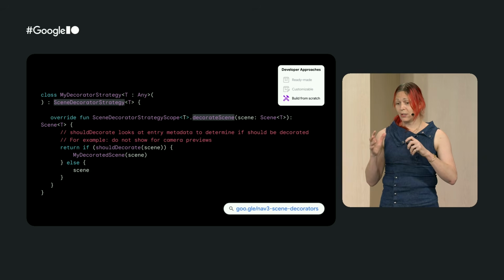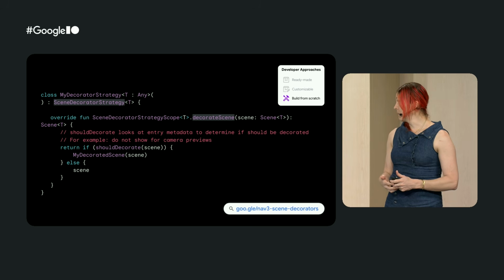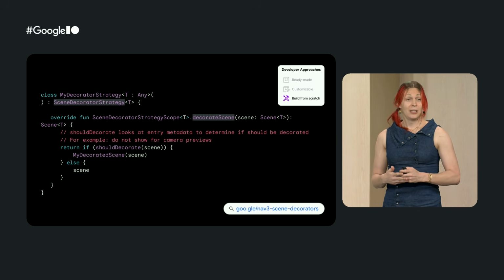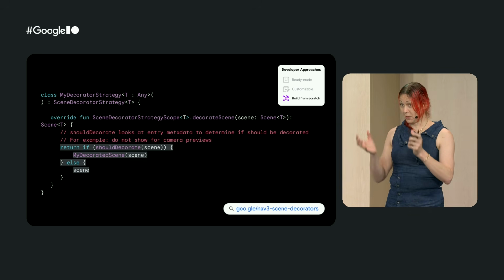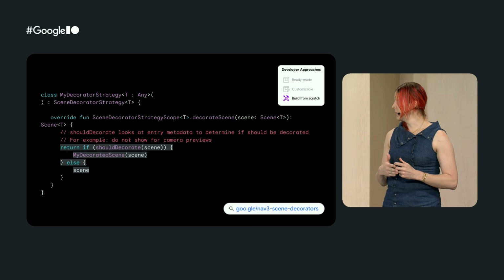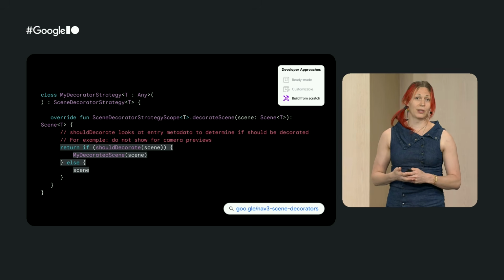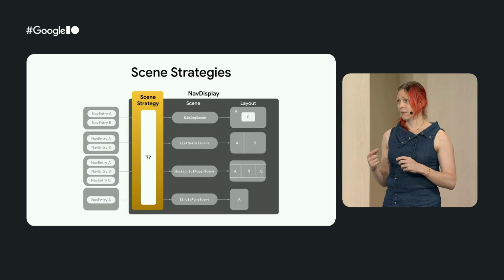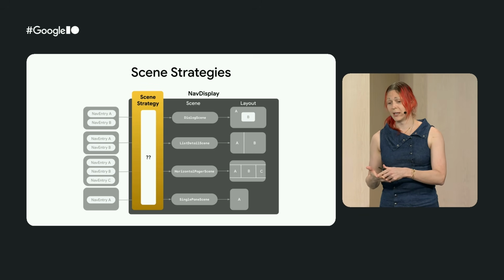Now, if you wanted to do scene decoration but get right into the details and build from scratch, you can do that too. Implement a scene decorator strategy, override decorate scene, and then you can decide based on the content if the scene should be decorated, in which case you return that decorated scene, or else you return the undecorated scene. Let's take one more example of this customizable versus build from scratch with scene strategies.